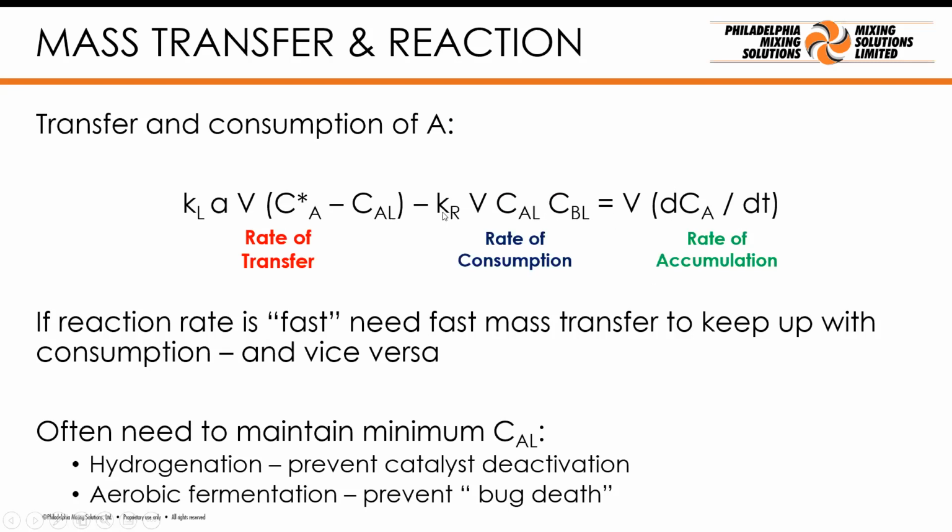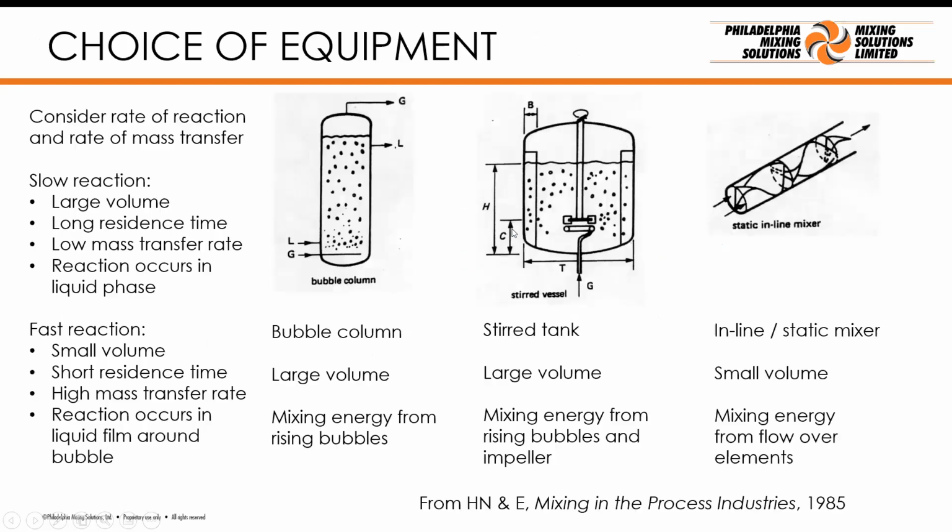If the reaction is fast, we need a fast mass transfer rate to keep up with the consumption, or vice versa. Ideally, the concentration in the liquid phase could go to 0, maximum driving force. But in some processes, you have to maintain a certain concentration of the transferring molecule in the liquid. The classic example is hydrogenation, to prevent catalyst deactivation. The second is aerobic fermentation, where we have to maintain a certain oxygen concentration to prevent the bugs from dying. If rate of transfer is equal to rate of consumption, the differential term goes to 0, and that's essentially an ideal place to be operating.